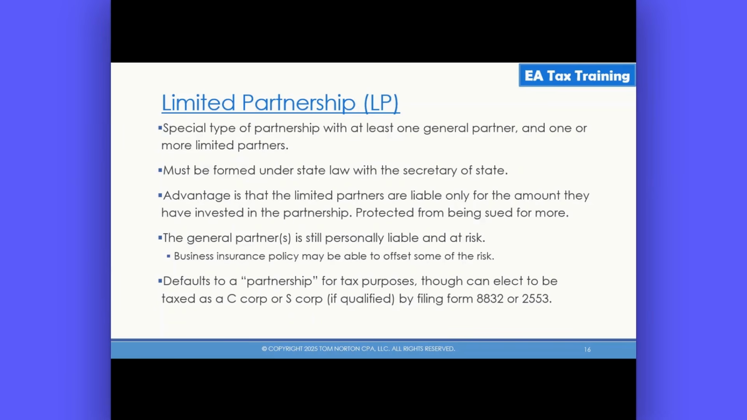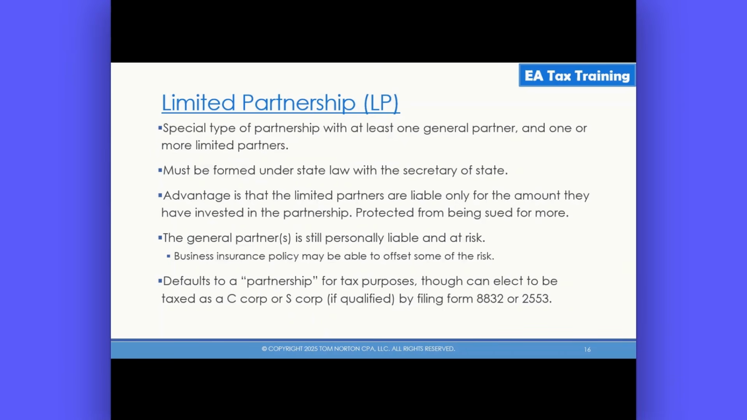Our next entity is a limited partnership. So this is a special type of partnership with at least one general partner and one or more limited partners. This is formed under state law with the Secretary of State. The advantage is that the limited partners are liable only for the amount they have invested in the partnership. So they are protected from being sued for more. So they've invested some money in the partnership. If there is a lawsuit against the business, that's all the money they can lose, is the amount that they have invested in the partnership.